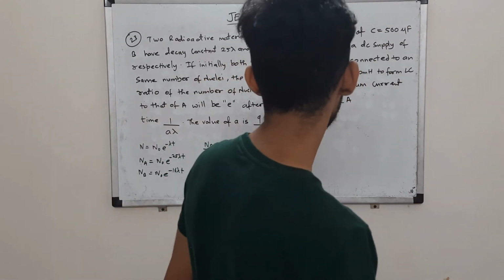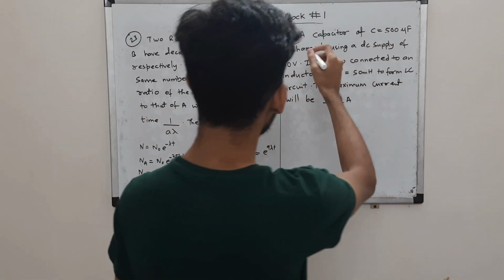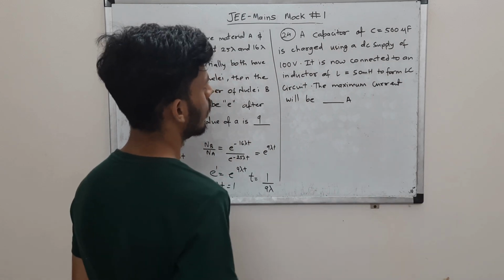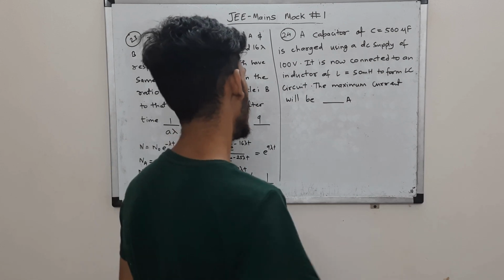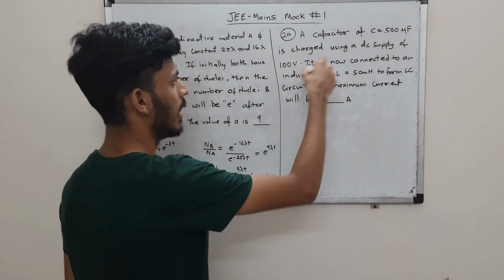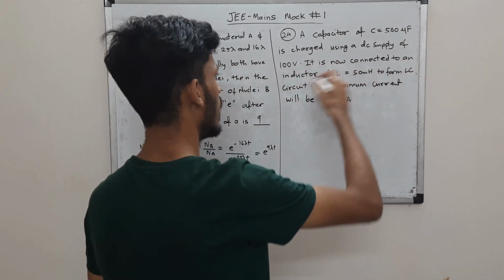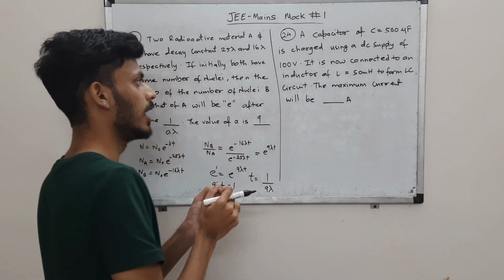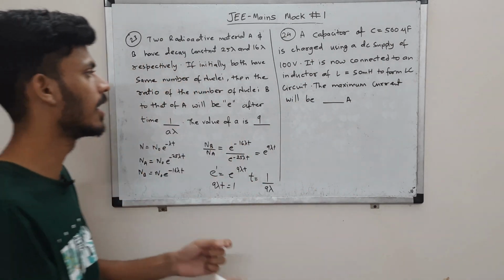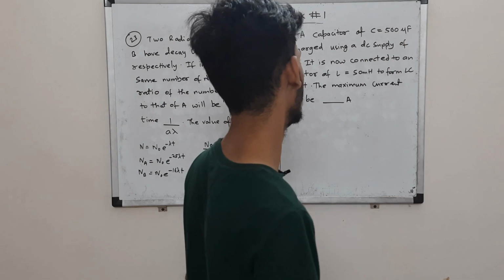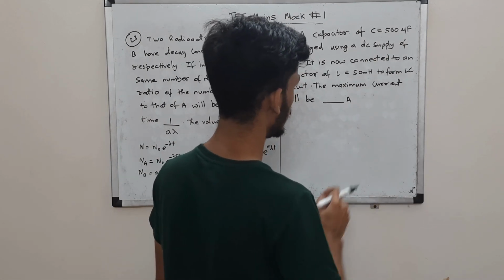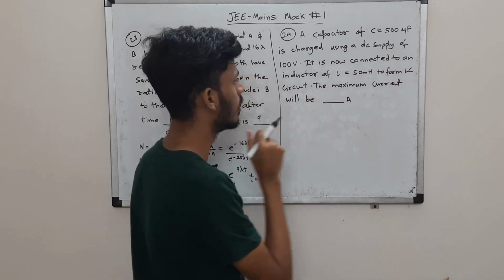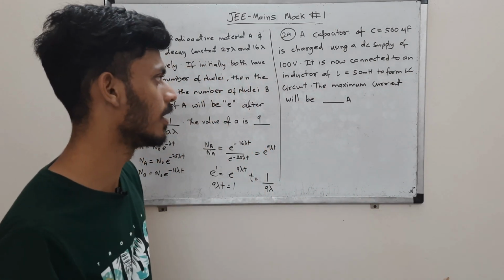Let's come to this one. A capacitor of capacitance 500 microfarad is charged using a DC supply. So we use this battery to charge that capacitor, and now the battery is removed and it's connected to an inductor of 50 millihenry inductance, so as to form an LC circuit. The maximum current will be?